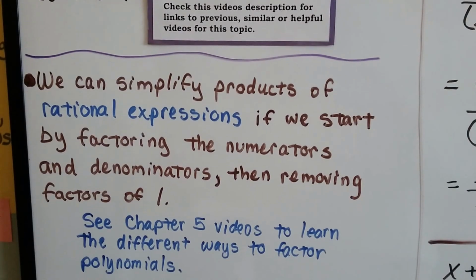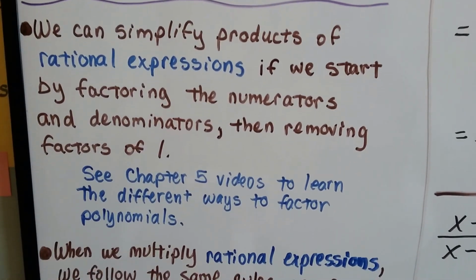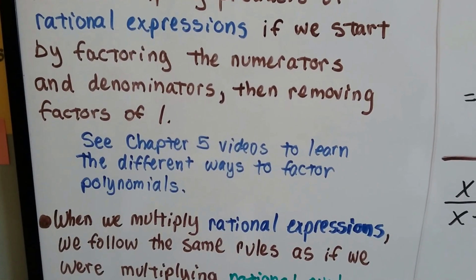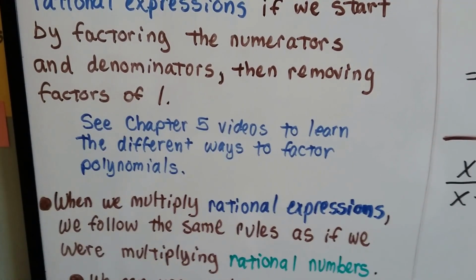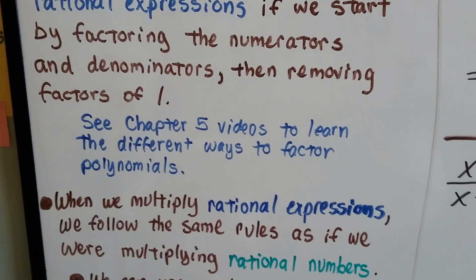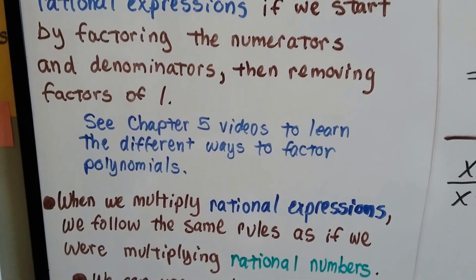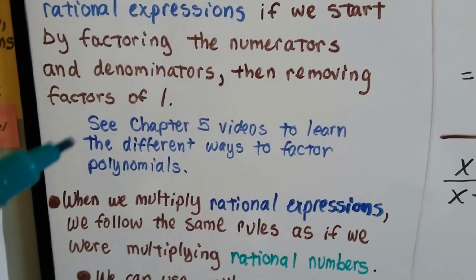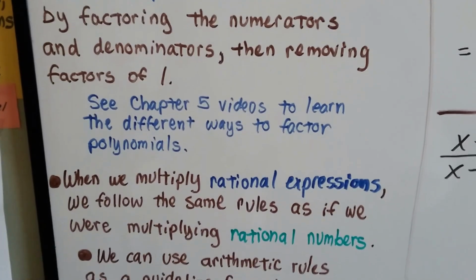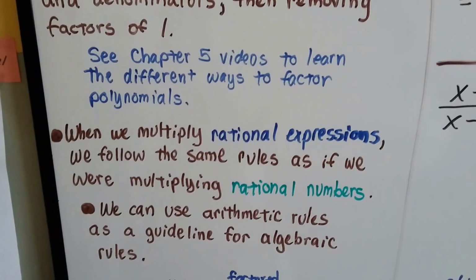We can simplify products of rational expressions if we start by factoring the numerators and denominators, and then removing the factors of 1. Now, if you don't remember how to factor, we're in the beginning of Chapter 6 now. All of Chapter 5's videos had to do with the different ways to factor polynomials, and you can watch those real quick before you come back here if you're lost about factoring.